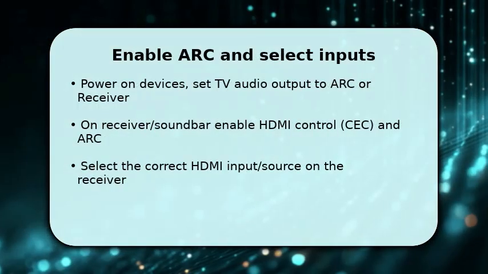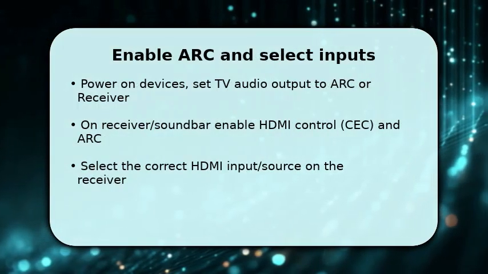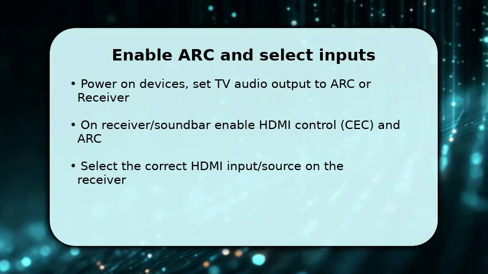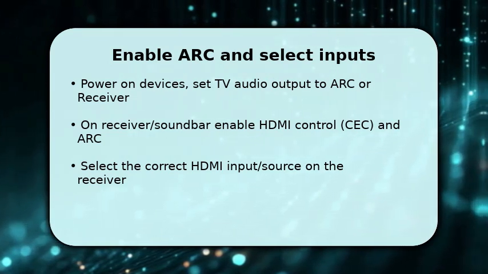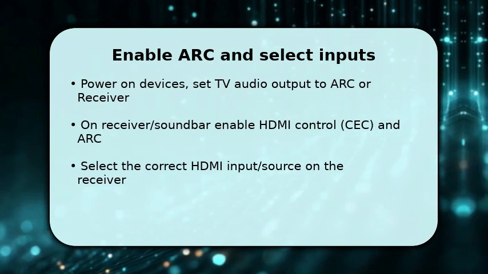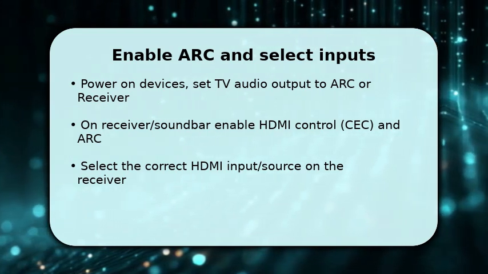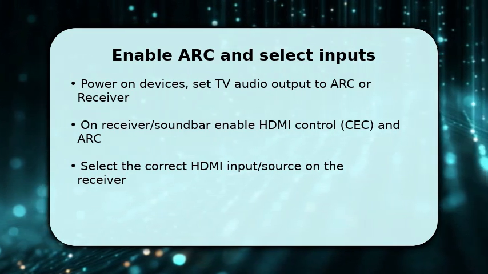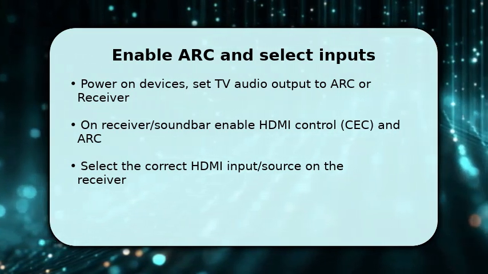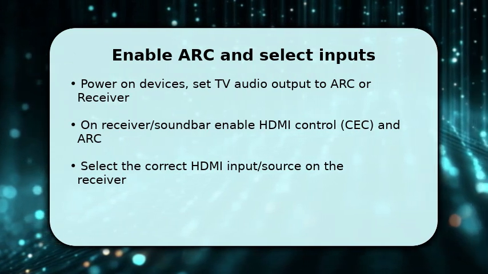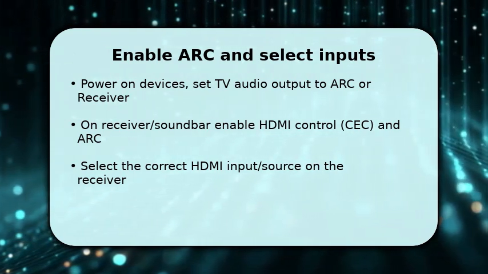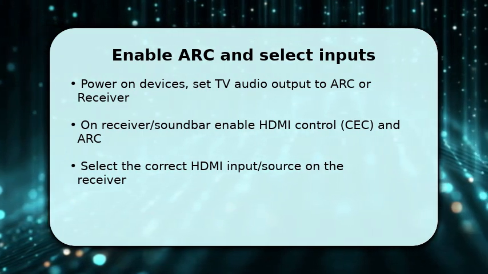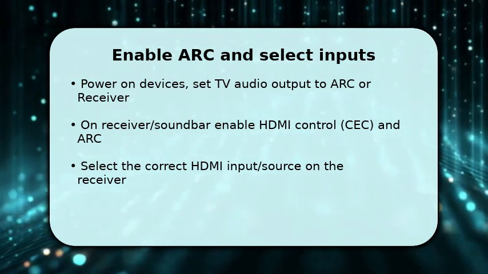Power on the TV and receiver, then navigate the TV audio settings to select HDMI ARC or external receiver as the audio output. This routes TV sound through your HDMI link. Next, enable HDMI CEC or any HDMI control option on both devices so volume and power commands pass through. On the receiver or soundbar, pick the HDMI ARC input as the active source.